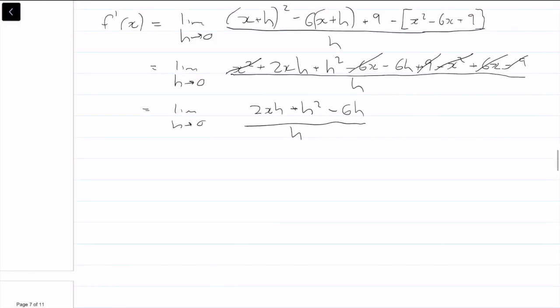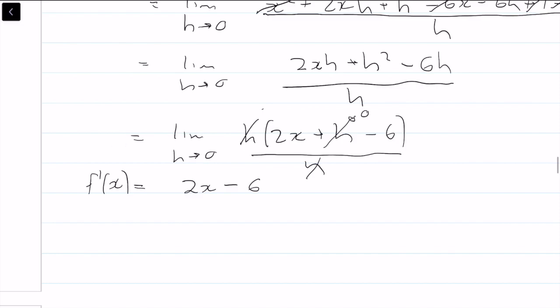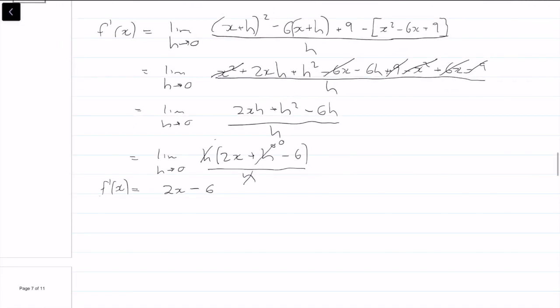We're going to pull out an h, so what we're left with is the limit as h tends to 0 of h times (2x plus h minus 6) all over h. These h's now cancel, and I can send the limit, I can let h tend to 0. When h tends to 0, that goes to 0. So what we're left with is 2x minus 6. So f dash of x is equal to 2x minus 6. Okay, so that's the final answer.